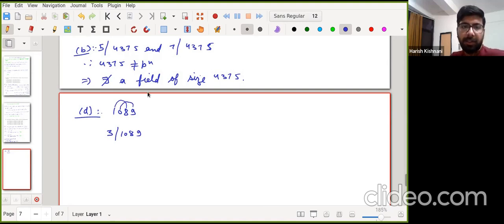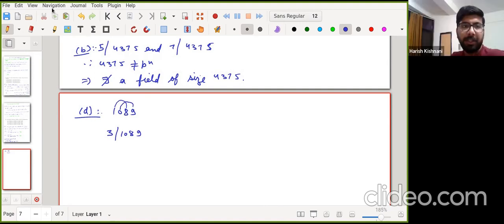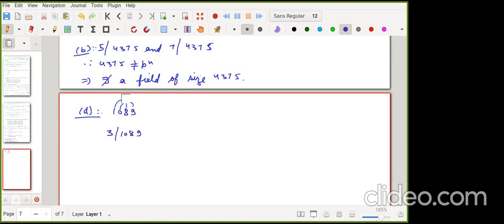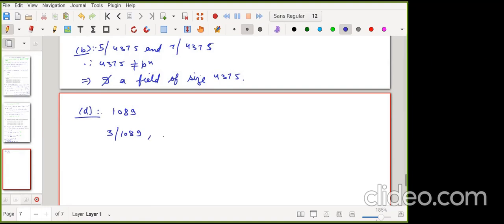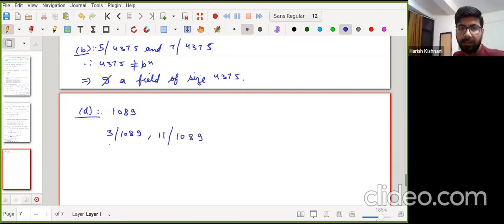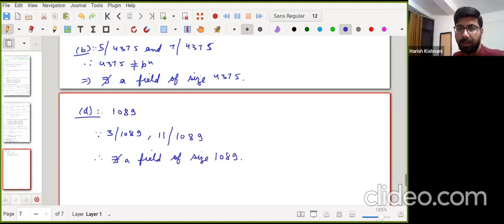So here the sum of alternate digits is 9, and here also it is 9. So 9 minus 9 is 0, which is divisible by 11. So it would be divisible by 11. Yes, so 11 also divides this. Therefore, there does not exist a field of size 1089.